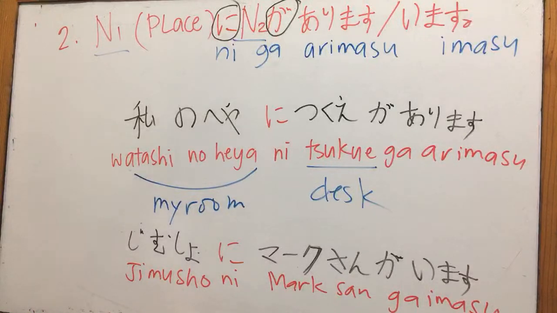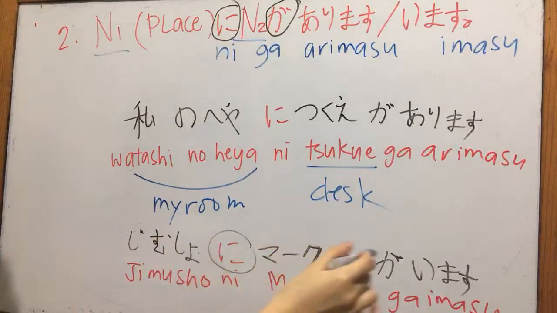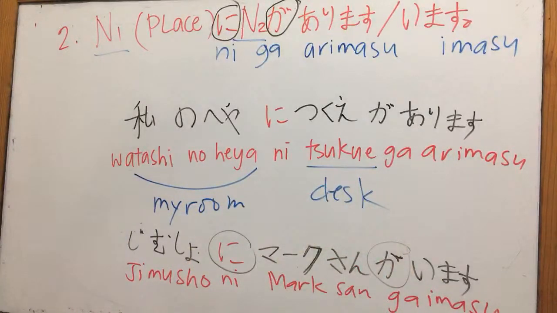So, it just says that Mark is in the office. So, this is Mark, this is office. Mark is in the office. So, since this is a place marked by ni, and then imasu will be marked by ga. Okay? Butsu ga imasu. Doko ni imasu ka?